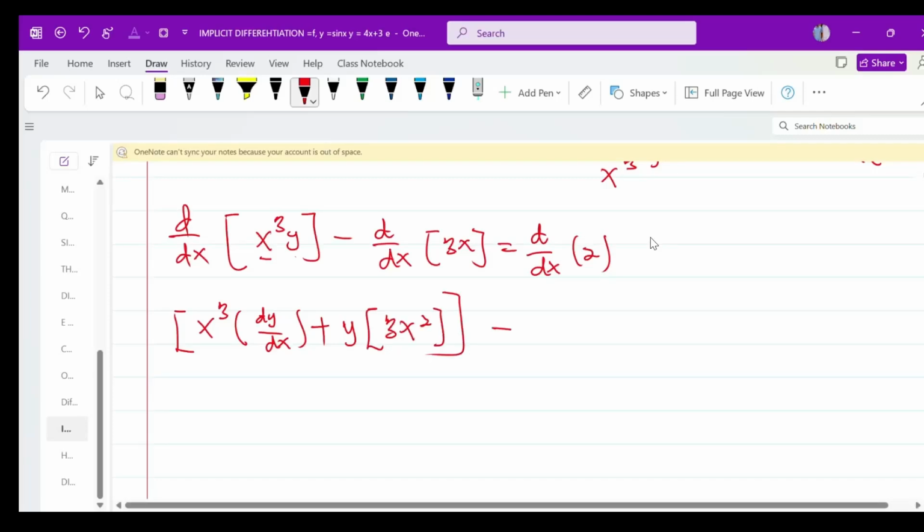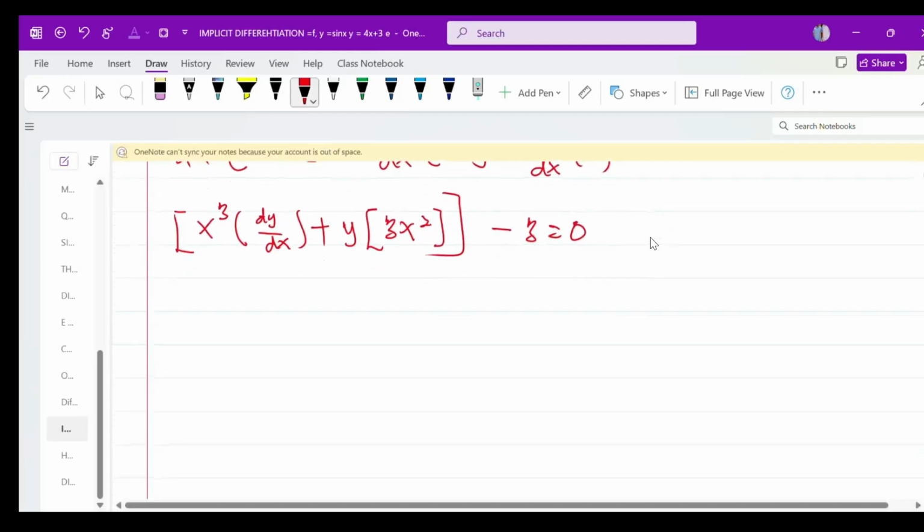Okay. Minus, when you differentiate 3x with respect to x, you're going to get 3. Now 2 is a constant, and we know that whenever you differentiate a constant, you're going to get 0. So it's equal to 0. Okay. So here you're going to get x cubed dy/dx plus 3x squared y minus 3, which is equal to 0.